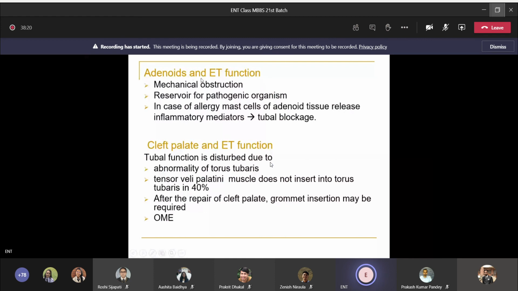Now, there's a very important role of adenoids in maintaining the eustachian tube function. The adenoid is present in the nasopharynx, and if it grows very big, mainly in toddlers, and occludes the pharyngeal end of the eustachian tube, it can cause mechanical obstruction. Not only that, infection in the adenoid can act as a reservoir for pathogenic organisms, leading to acute otitis media and chronic otitis media with effusion. And in case of allergy, mast cells of the adenoid tissue release inflammatory mediators, leading to tubal blockage.